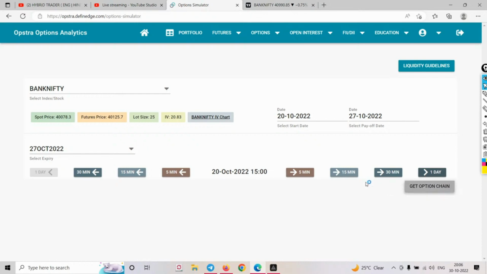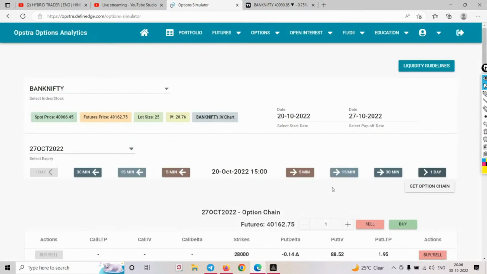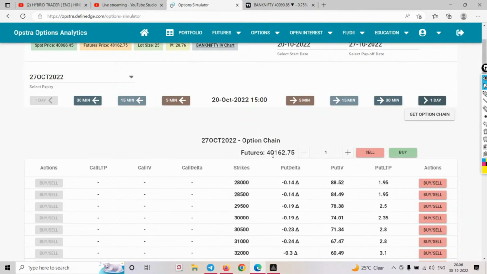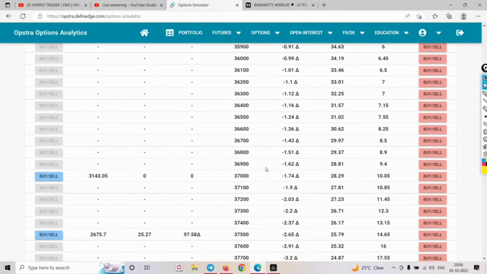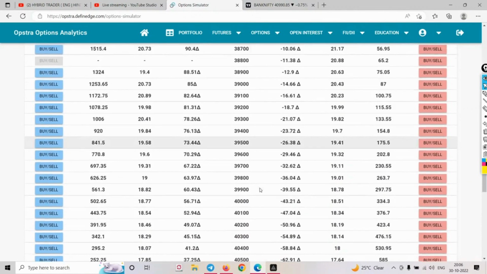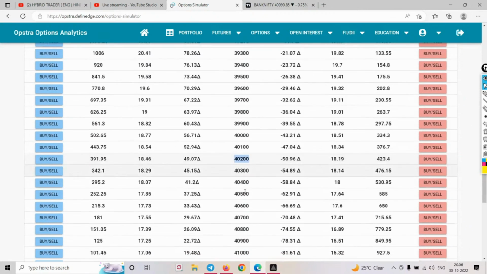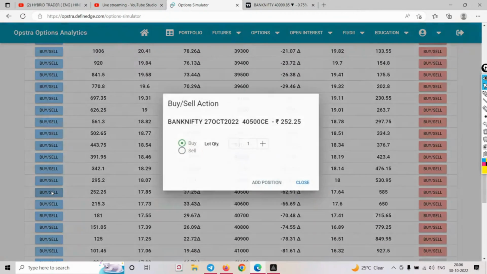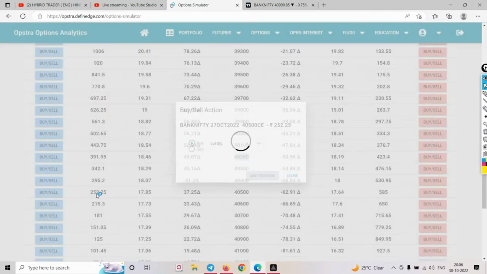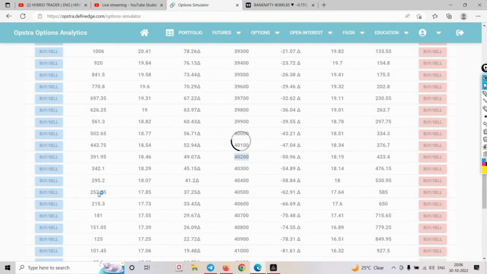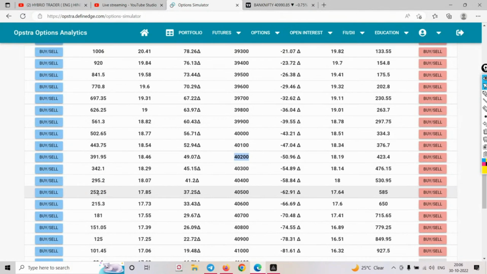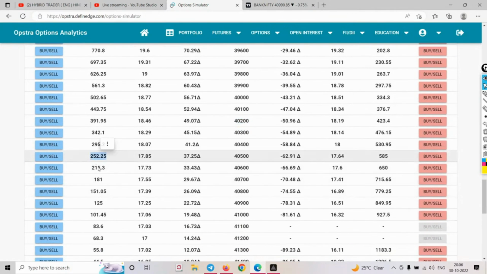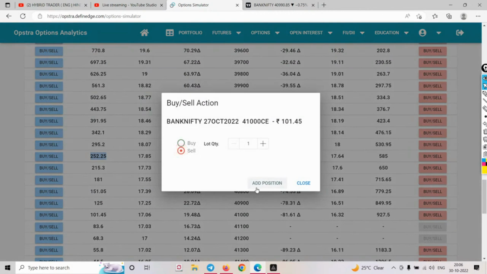Just to show you, we know a debit spread is going to give you the profit, but let me show you one example. The market stands at 40,200. For the debit spread, I'll look for some 230, 250. So let's say this one, 252. I'll buy this 252, and then I'll go 500 strikes away. So I bought 1, 2, 3, 4, 5. That's it. This is my typical call debit spread.